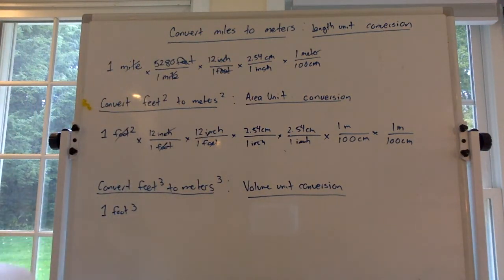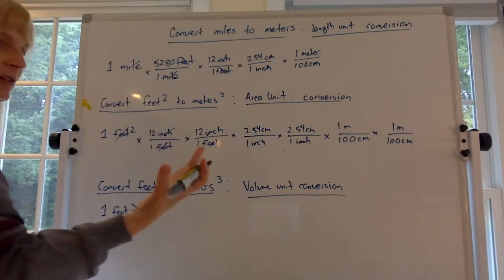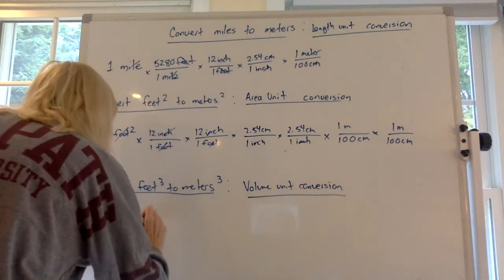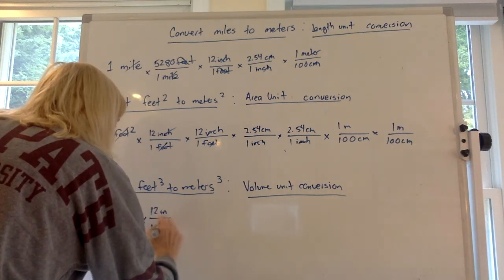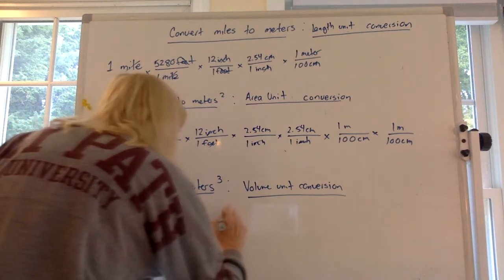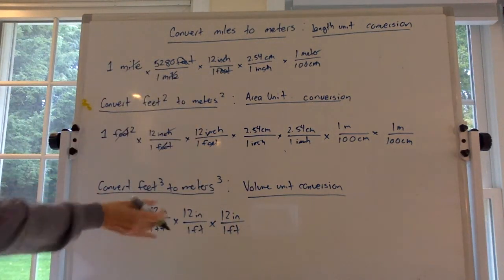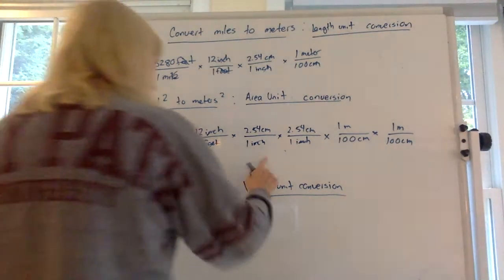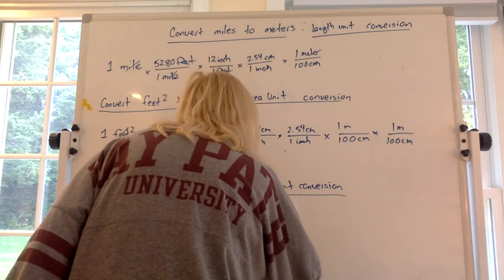What if they actually ask you for volume? I have feet cubed and I want to get to meters cubed. It's basically the same thing as area, except you have to do everything 3 times. So you do 12 inches over 1 foot 3 times. That cancels out the feet cubed, and now you have inches cubed. And then you do the 2.54 centimeters per 1 inch 3 times.